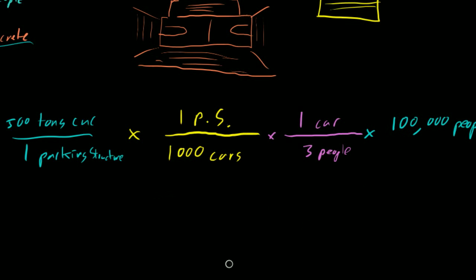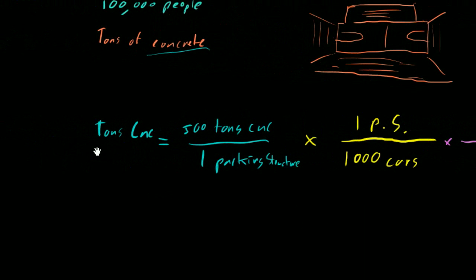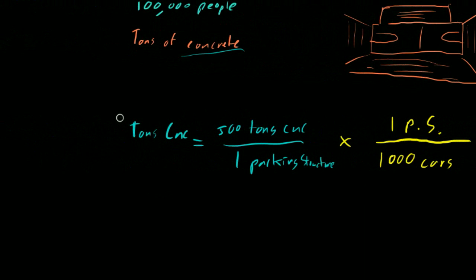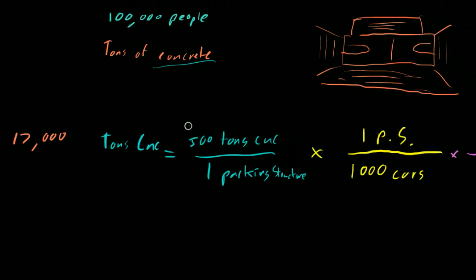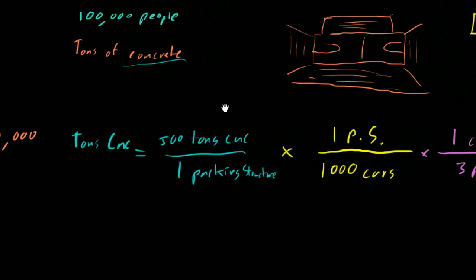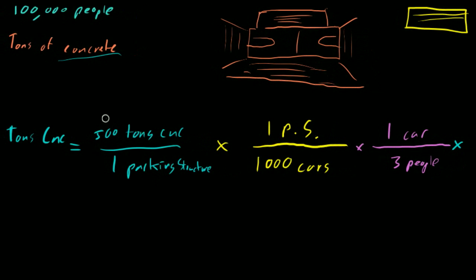So what we come up with is that we are going to need 17,000 tons of concrete. That's our answer. Hopefully, this probably wasn't the best example, but hopefully you can see that I'm solving a very simple problem, and all I'm using is dimensional analysis. All I'm using are these conversion factors where I'm just multiplying by 1 each time.